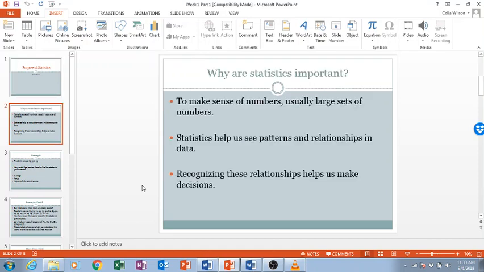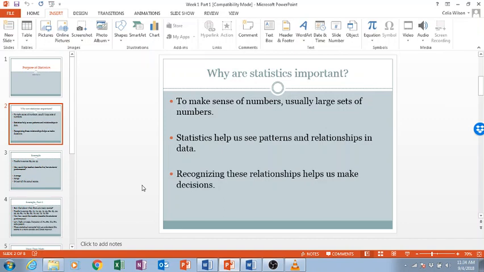All right, the purpose of statistics. Why are statistics important? Well, bottom line is we're trying to make sense of numbers, usually large sets of numbers. If we only have a little bit of data, we don't usually need to summarize it. We can just say what it is, and I'll show you an example of that pretty quickly. But when we're thinking about statistics, a lot of people think math, but really statistics is a lot about identifying patterns and relationships in data, and again, usually large sets of data.